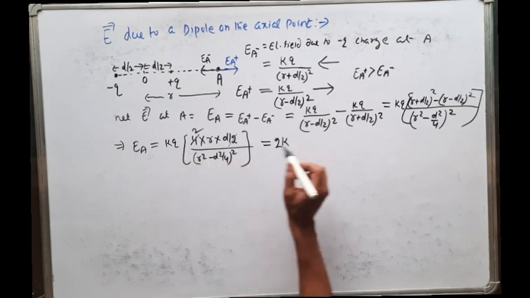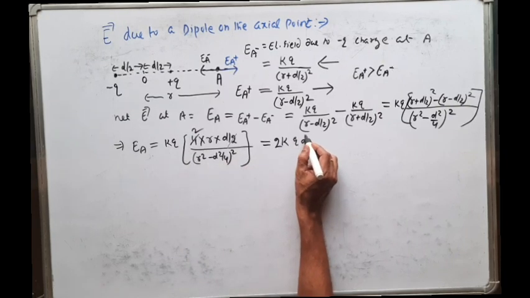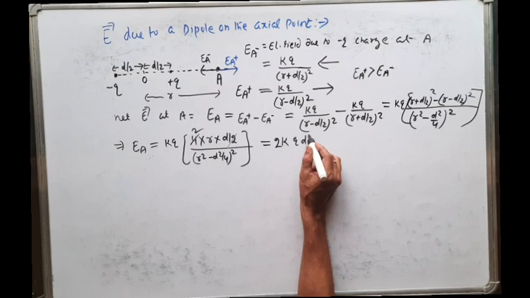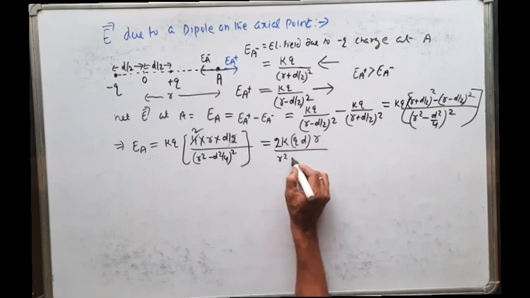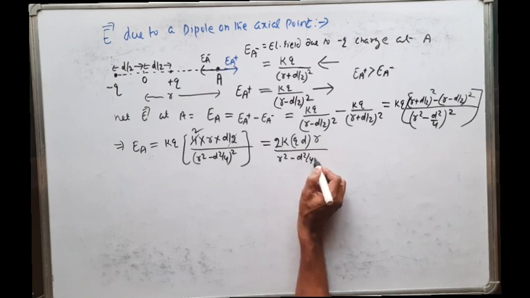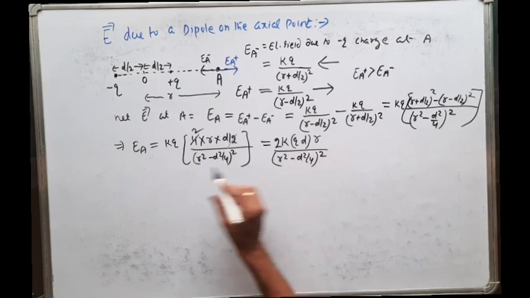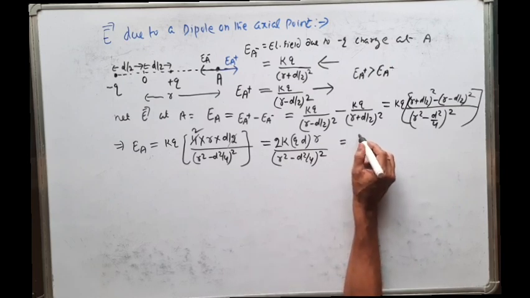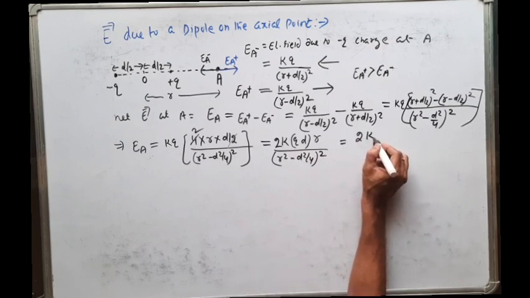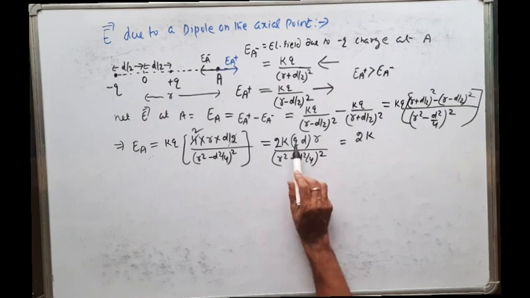So 2kQd into R divided by (R square minus d square by 4) whole square. This is the electric field intensity at A. And you know what the electric dipole moment is? Electric dipole moment is equal to charge into distance of separation, Q into d.